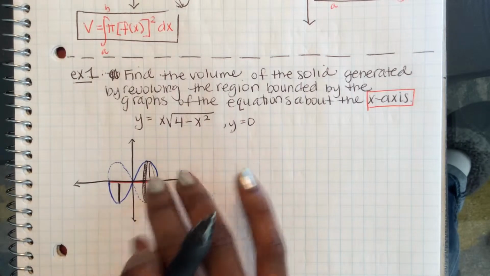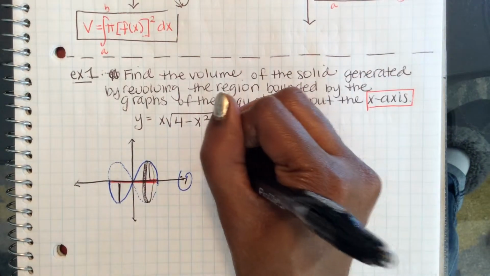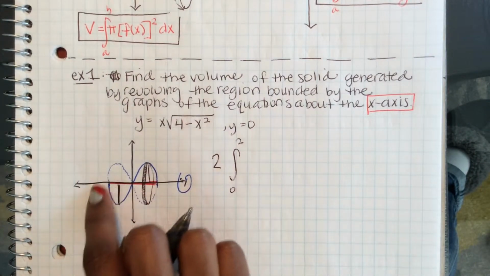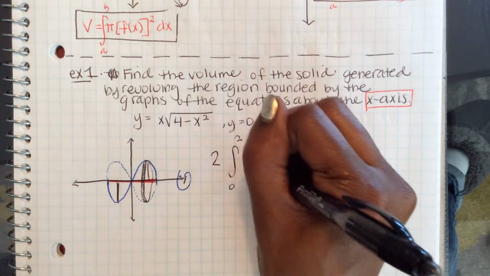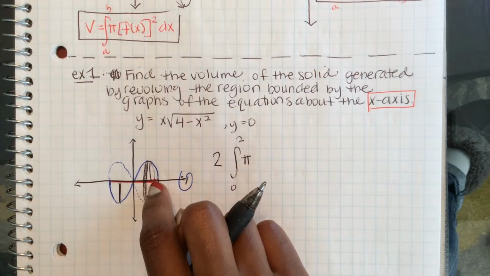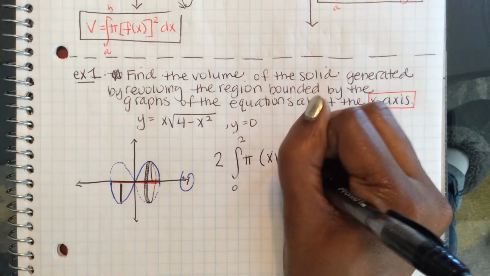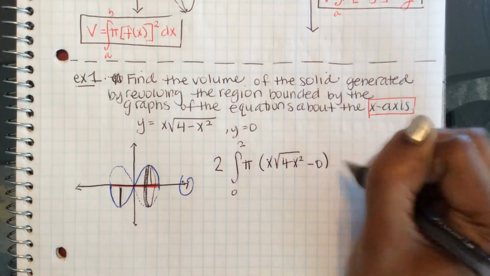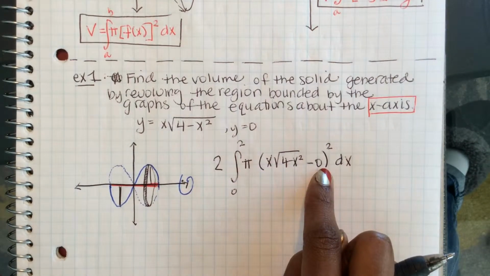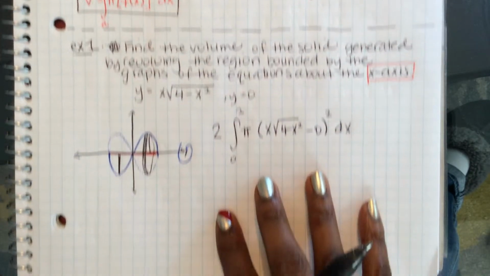Well, actually, I see that this is completely symmetrical. So instead of doing double the work, I'm just going to do 2 times the integral from 0 to 2, because I know this volume is symmetric to this volume. So it's going to be pi times big R squared, or I'm sorry, upper minus lower, which is x square root 4 minus x squared minus 0, dx. Pi r squared dx. And I'm doing double from 0 to 2 because it's symmetrical.